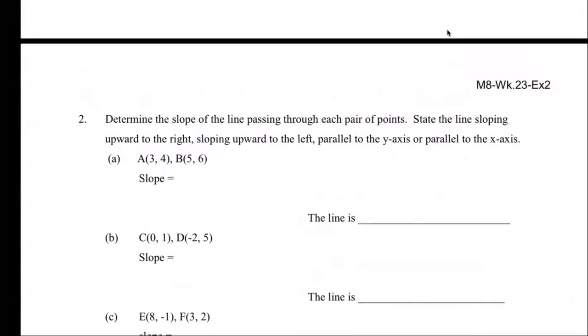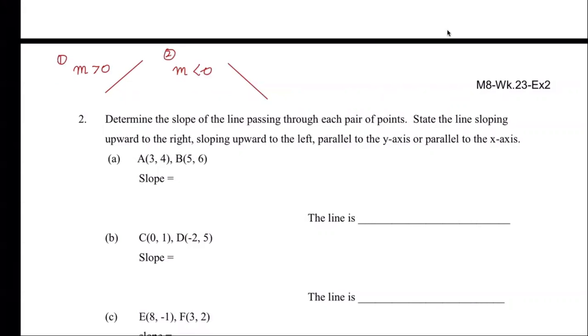If a straight line slopes upward to the right, that means the slope must be greater than 0. Okay, so if the slope of a straight line is greater than 0, then the straight line is sloping upward to the right. Okay, if the slope is smaller than 0, then this straight line slopes upward to the left. Okay, so this is the first case, this is the second case.